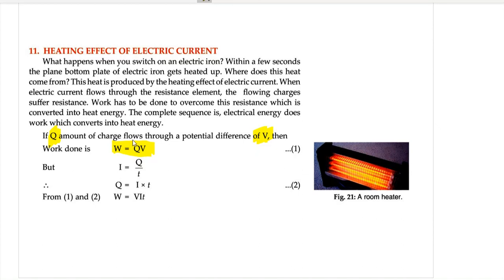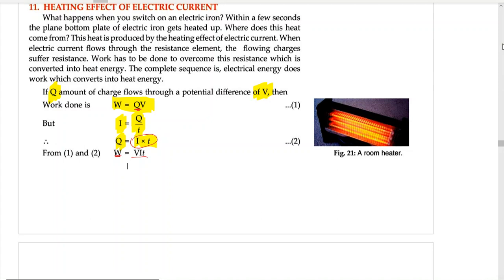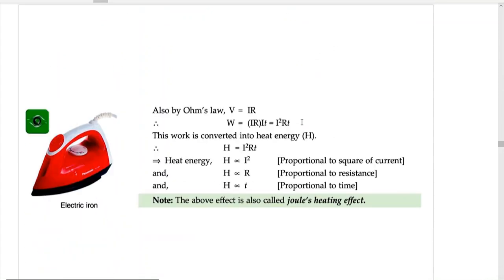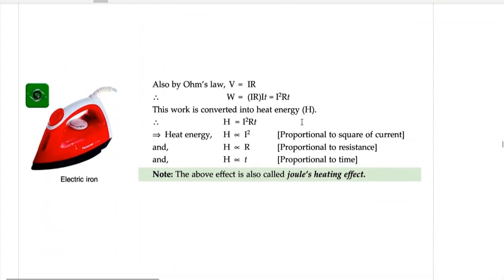Now we know that I is equal to Q by T. So what will be the formula for Q? Q will be equal to IT. So in this first formula, if in the place of Q, I put its value as IT, I get the value of W, work done, that is VIT. VIT, remember this. Now we had a formula W is equal to VIT.